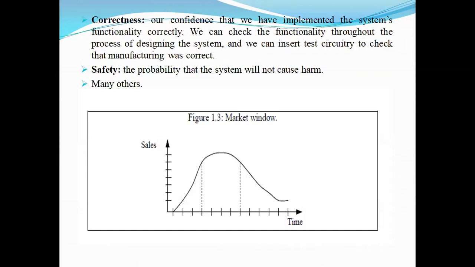So in this graph, the sales will increase as the time is increasing. This limit is called the peak signal. The peak value is called the market time. So if we miss that market time, we can't sell that particular mobile. We can't sell that embedded system.